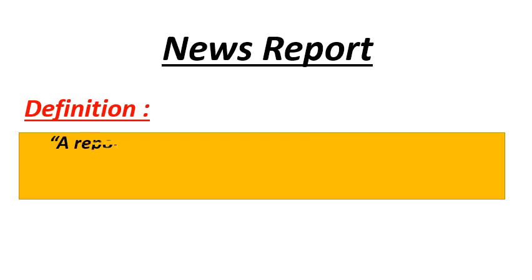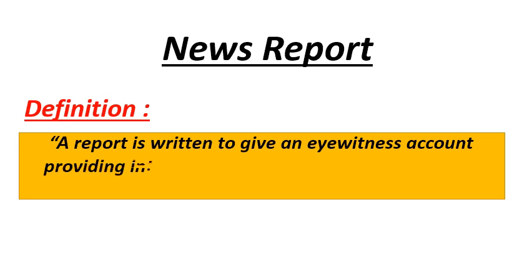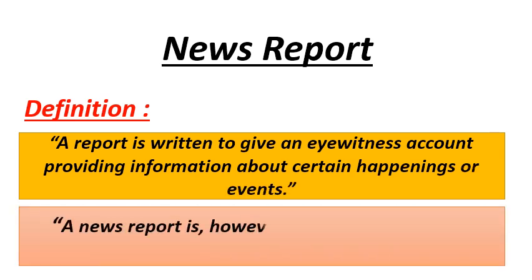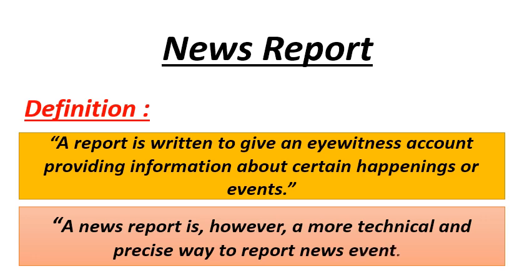A question arises: what is a news report? The meaning of a news report is: a report is written to give an eyewitness account providing information about certain happenings or events. A news report is, however, a more technical and precise, meaning exact and accurate, way to report a news event. Or we can say, a report is a first-hand description of any event, incident, or situation that you saw, or of your experience.